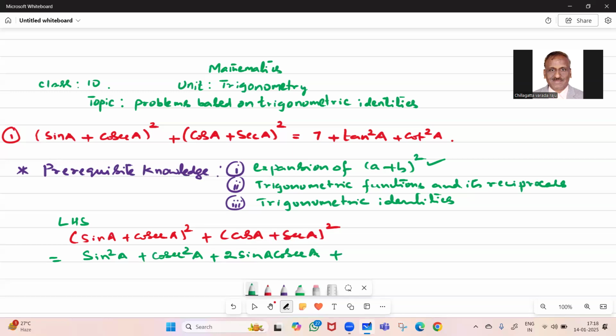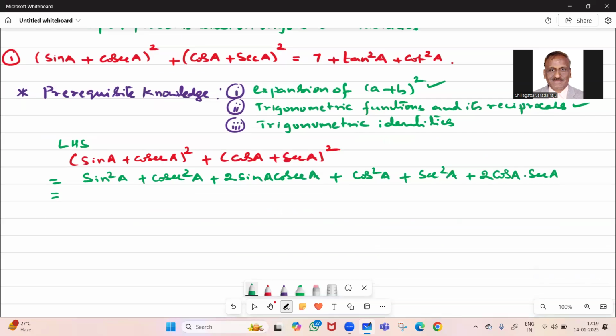In the same way, expand (cos A + secant A) whole square. So here A is cos A, B is secant A. So that is cos square A + secant square A + 2 cos A into secant A. Okay. So here, you know the reciprocals of trigonometric functions as well as the identities. So first let us change the trigonometric functions into their reciprocals. Already we have completed the expansions. Now change into the reciprocals wherever it is possible.